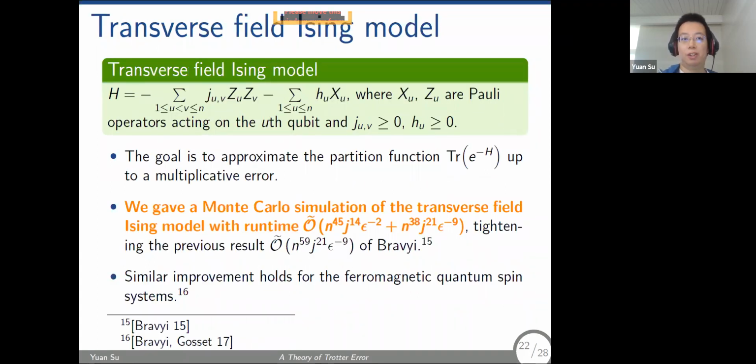Another application is to the simulation of the transverse field Ising model. In this case, you're actually not looking at a quantum simulation anymore, but a quantum Monte Carlo simulation. The goal is to approximate the partition function up to some multiplicative error. There are some previous algorithms designed by Bravyi and Bravyi-Gosset. They have this Monte Carlo simulation, and they use product formulas as a subroutine in their algorithm. Again, we're able to improve their runtime using this improved analysis. Although the resulting algorithm doesn't look very practical, at least we have a big improvement in the absolute sense.